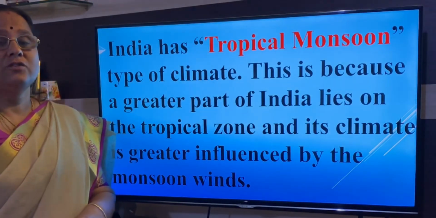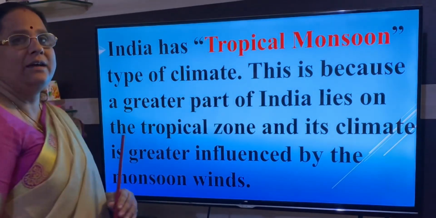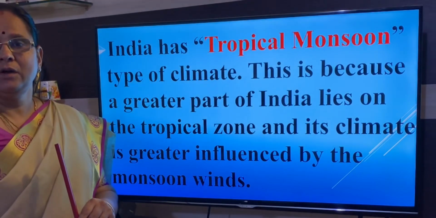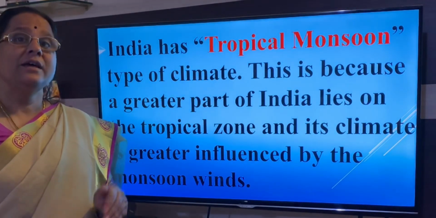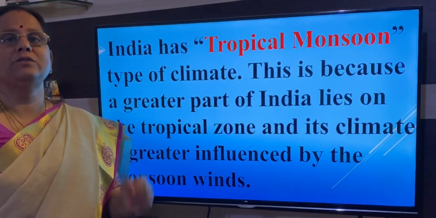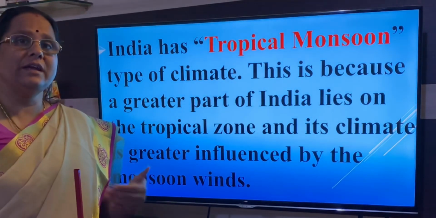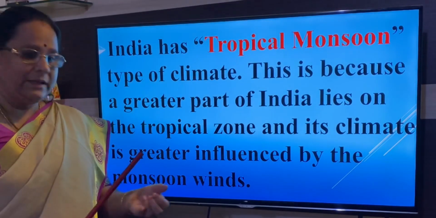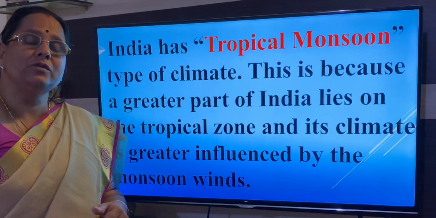India has a tropical monsoon climate. What type of climate is there in India? We have a tropical monsoon climate. Why do we have a tropical monsoon climate? The main reason is that the major part of India exists in the tropical zone. And the next one is that the Indian climate is greatly influenced by the monsoon. Is that clear, children? That's the reason India has a tropical monsoon climate.